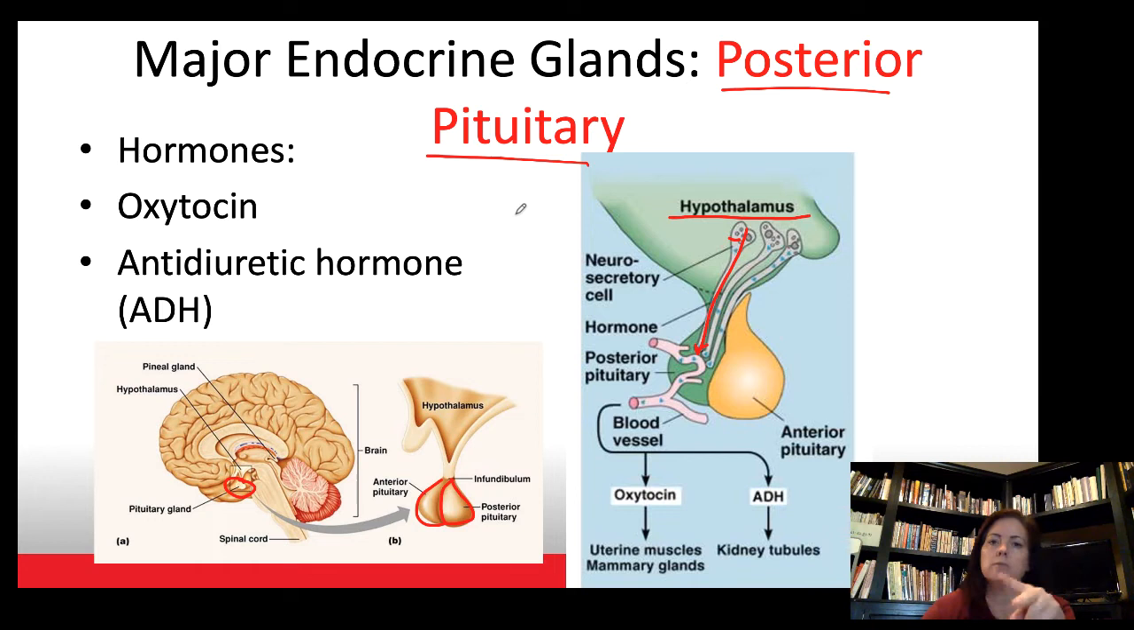So the two hormones that we're going to talk about here are oxytocin and antidiuretic hormone, or ADH. And so these hormones are actually produced by the hypothalamus, and then they travel along the neuron, and they are stimulated to be released by the hypothalamus. So the posterior pituitary doesn't actually make these hormones. It just stores them until the hypothalamus tells it to release them.